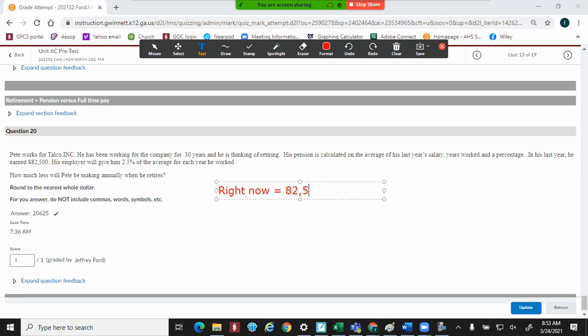he's making $82,500. When we do this pension formula, remember the pension is his salary times the percentage times the years. So his salary is 82,500 times the percentage, which is 0.025, times 30 years. I'll go ahead and do that real quick. I should have typed it on here. I didn't. So $82,500 times 0.025 times 30 years, he will be making $61,875.